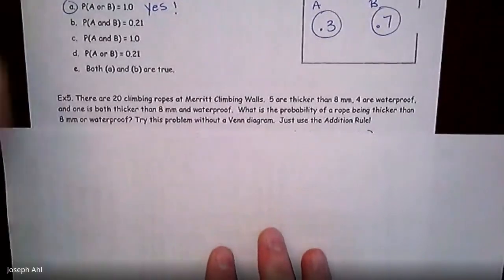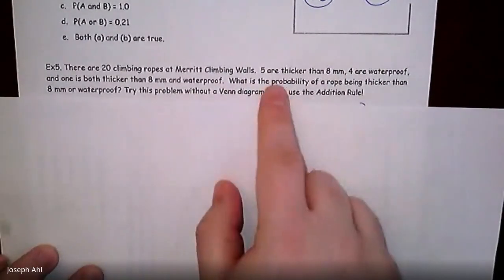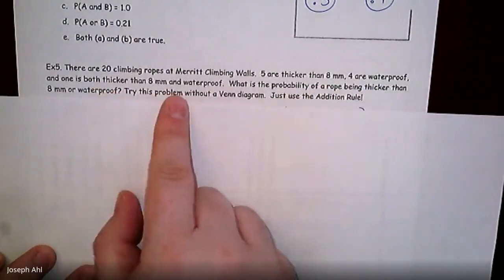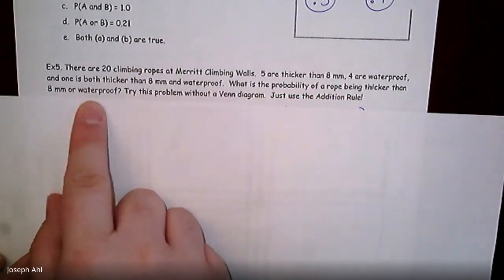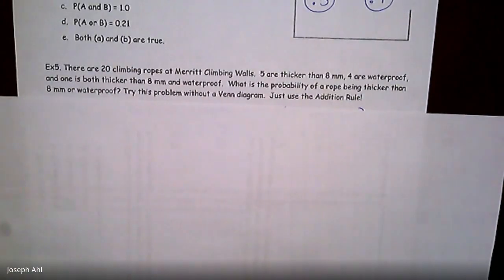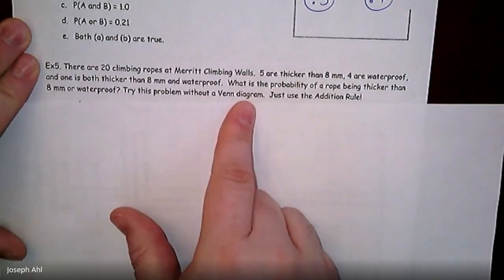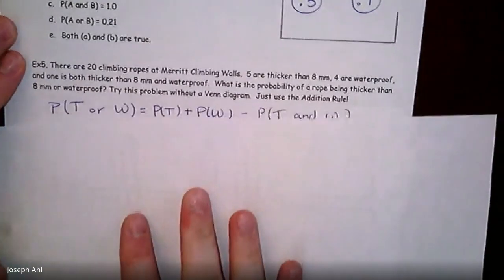All right, and the next one, there are 20 climbing ropes at Merritt's climbing walls. 5 are thicker than 8 millimeters, 4 are waterproof, and 1 is both. Probability of a rope being thicker than 8 or waterproof. So just remember, you're adding the probabilities of the 2 things together, but subtract out that intersection. It does say to try it without a Venn diagram. If you did one, I'm not too concerned about it, but it just says use the addition rule.